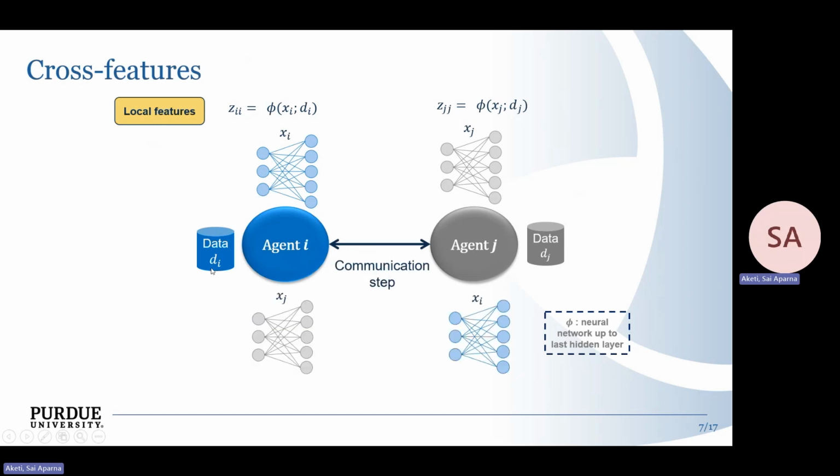Any decentralized learning setup has a communication step, which means that agent i receives the neighbor parameters x_j. Now we can compute another set of features, or the last hidden layer representations, using these received neighbor parameters and the local data. These set of features are known as cross features.